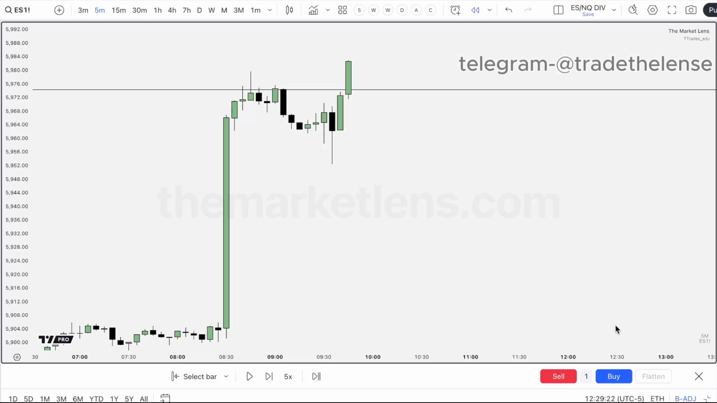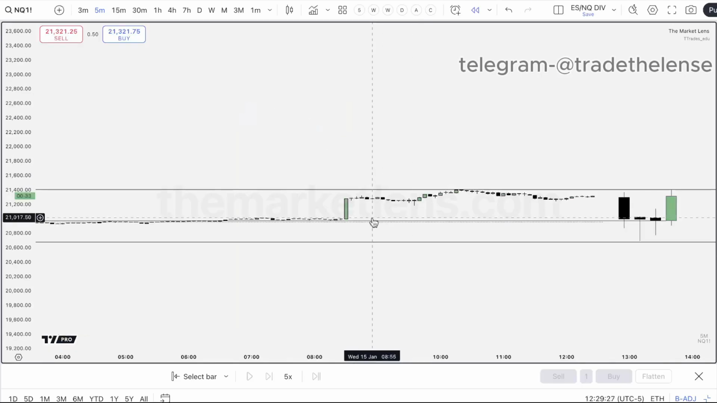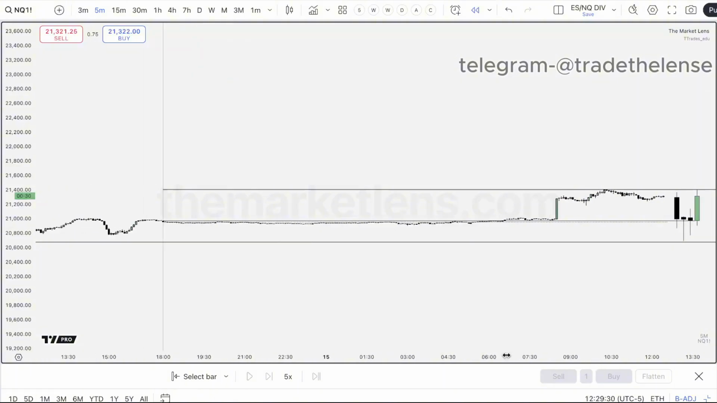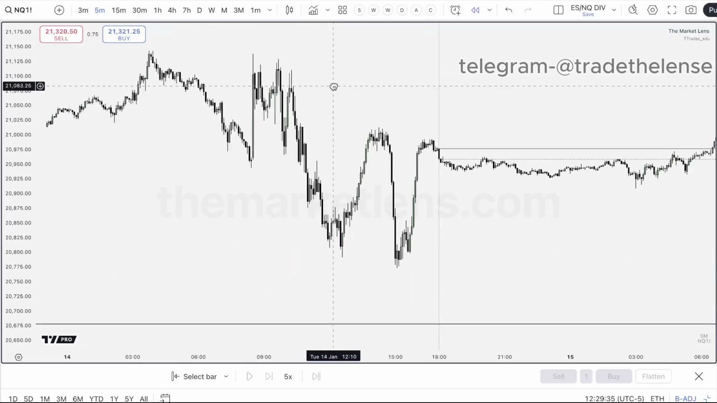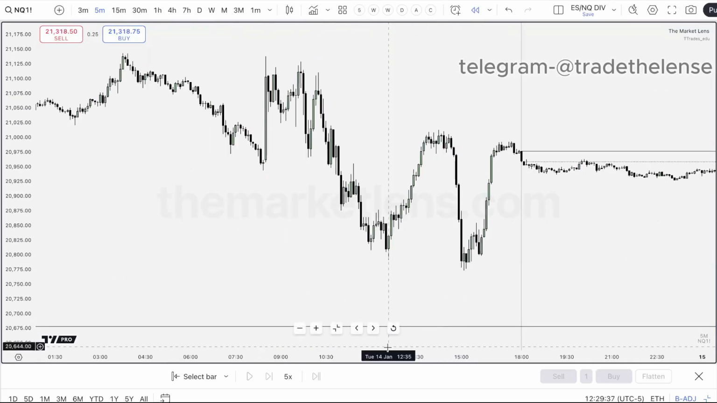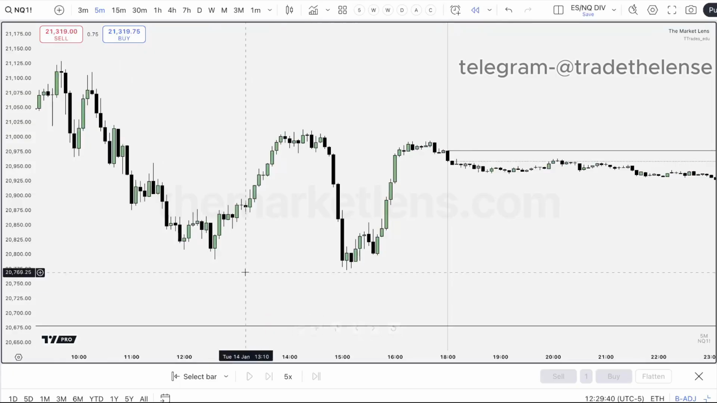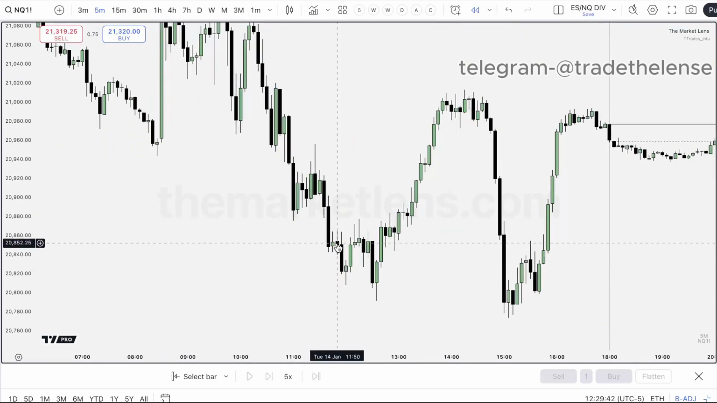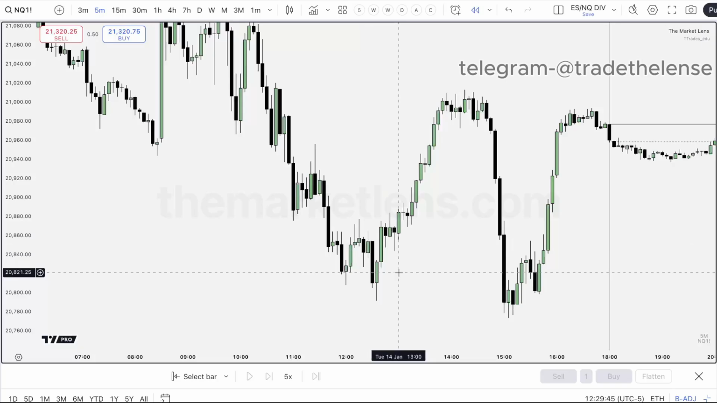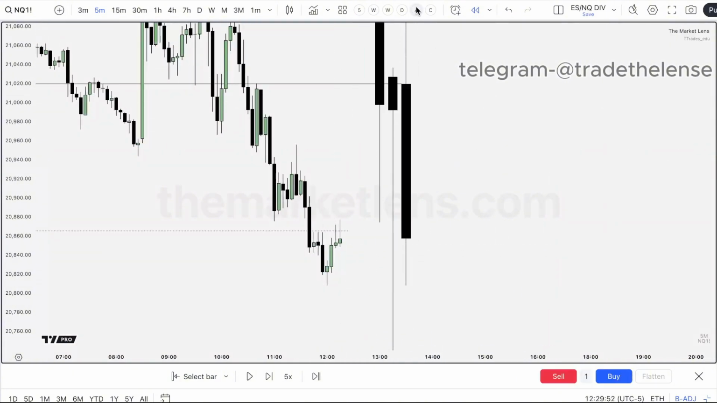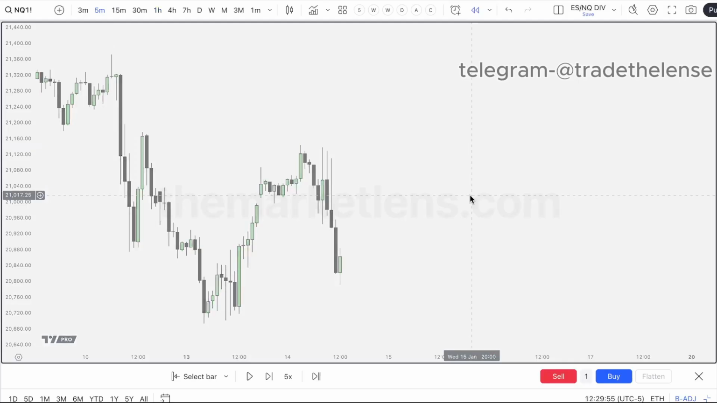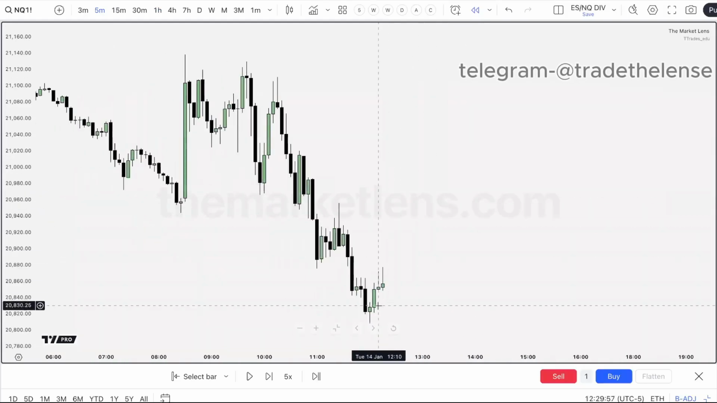NQ yesterday, 5 minute. I mean, what were you trying to trade in here? I'm guessing you were trying to long this. I mean, what model do you use?